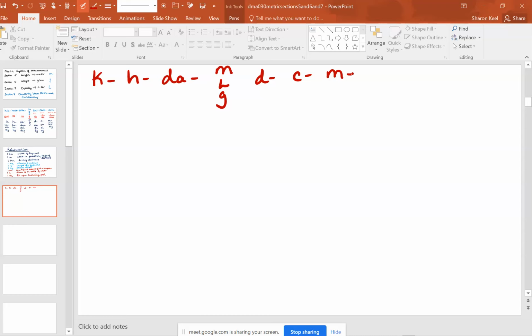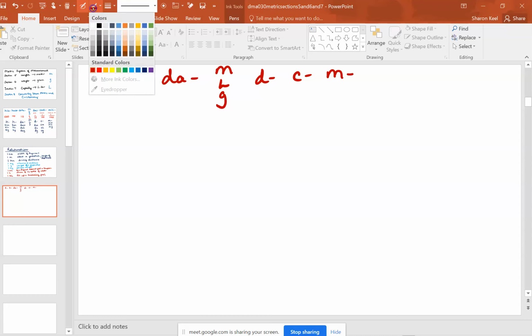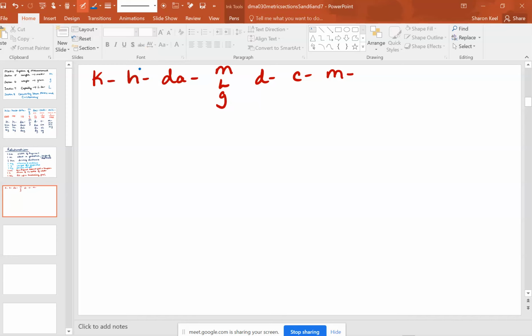So let's say we're going to do a conversion, 33,500 meters. If I want to convert that to kilometers, going from meters to kilometers, you have to determine which way your decimal is going to go.